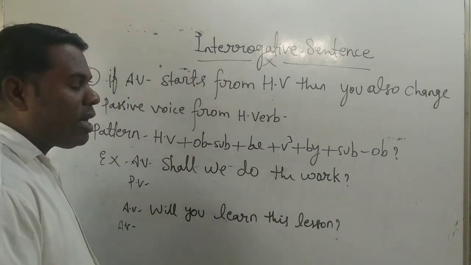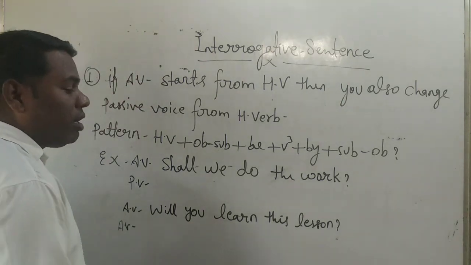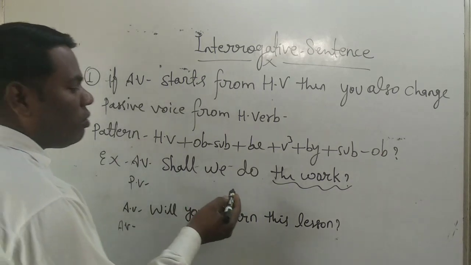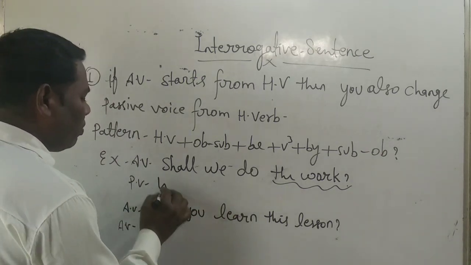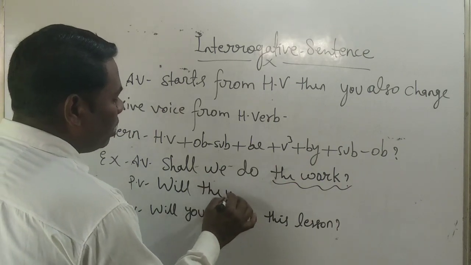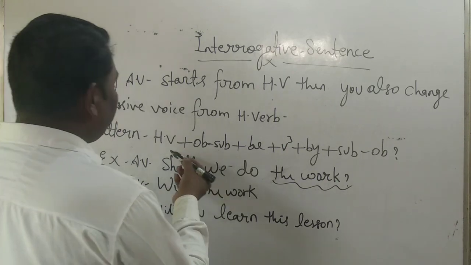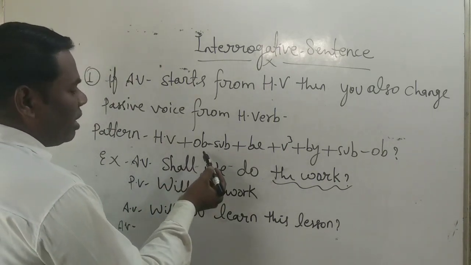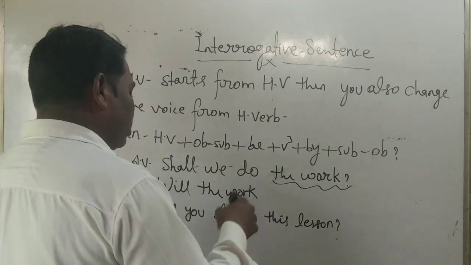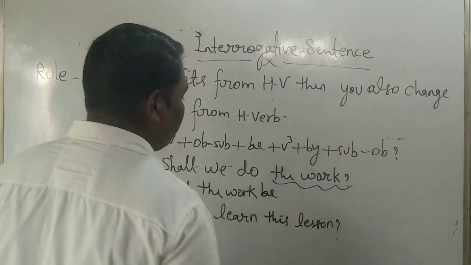How to change into passive voice? So write helping verb. What will be the helping verb? According to the object, use helping verb. With the work, use will. Will, the work. If you watch the pattern, it clearly shows helping verb and then object to subject. This is your object, and now it has changed into subject, and then be, and then V3.